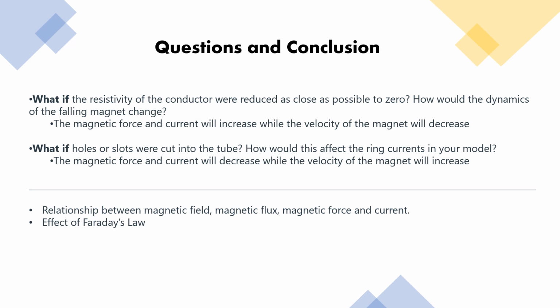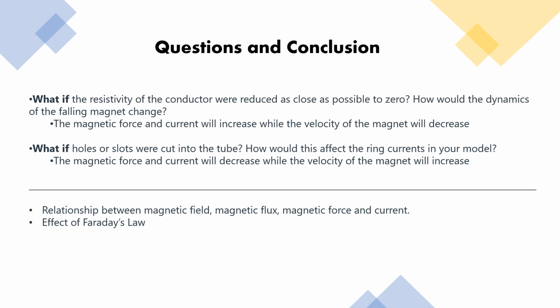Resistivity is directly proportional to resistance. So if it decreases, resistance decreases. And if we look back at our formulas, current equals EMF over R. If R decreases, I increases, which means the current increases, and its resulting magnetic field and magnetic force will also increase. Since the magnetic force is increasing, it will act against the gravitational field at a greater magnitude, so the velocity of the magnet will continue to decrease.